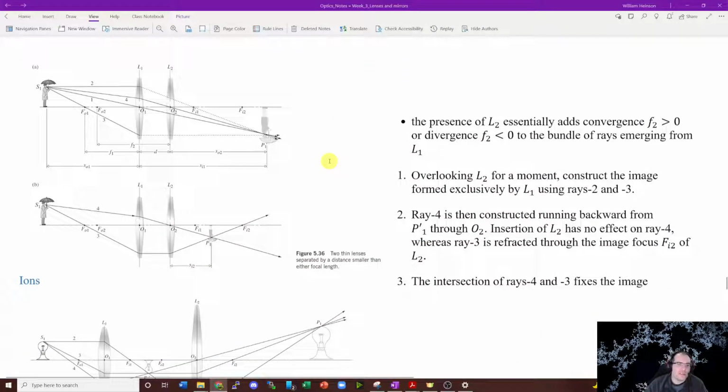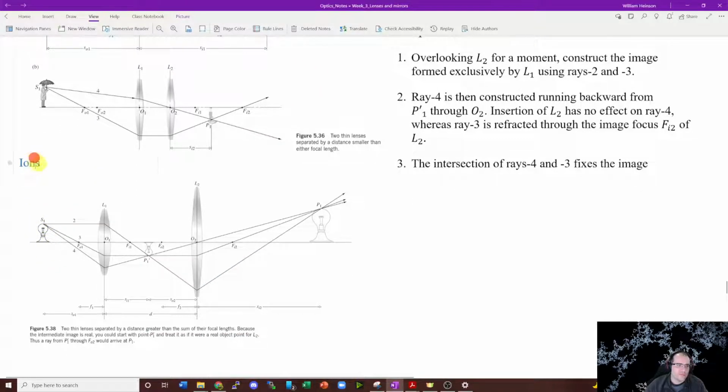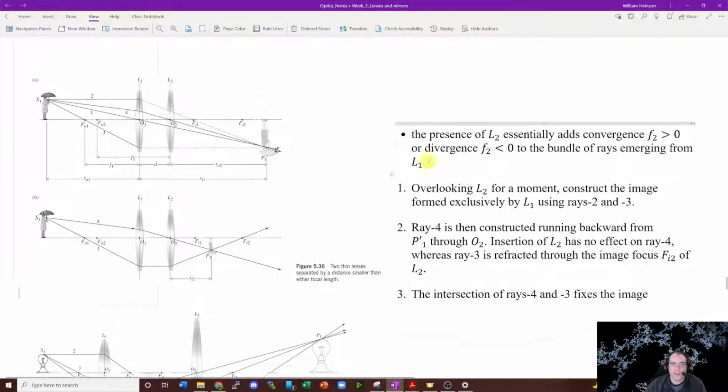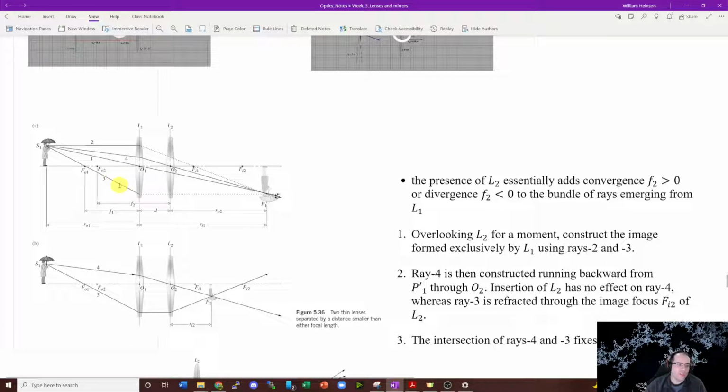So let's first consider the case where the distance between these two lenses is small compared to their focal lengths. What we can do here is, this is our object at S1, and we're going to pretend lens 2 doesn't exist and make that object over here. It's the same thing here: beam 2 does this, beam 1 comes through the center, and beam 3 comes in parallel. And there's our object. We're going to keep beam 4, and we're going to keep beam 3.